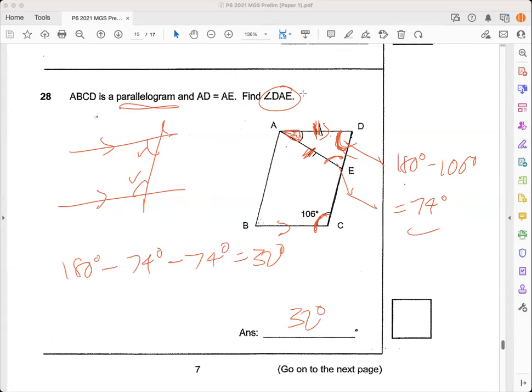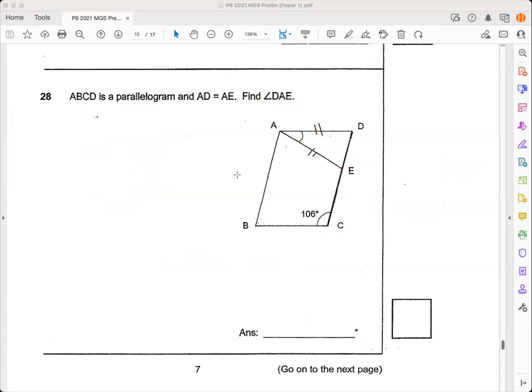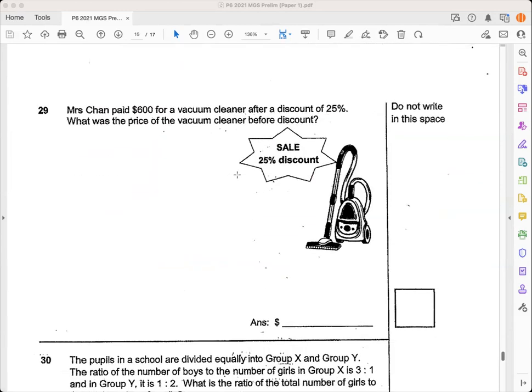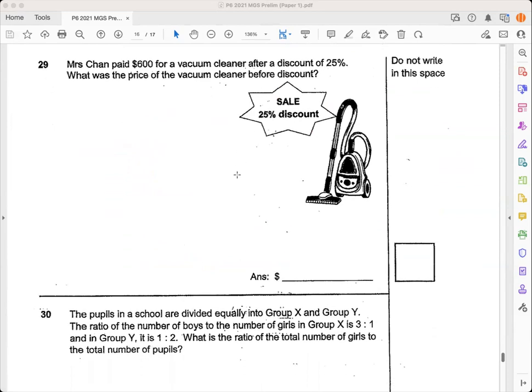Now let's continue with question 29. Mrs. Chan paid $600 for a vacuum cleaner after a discount of 25%. So $600 after discount, which means the discounted price is 75% of the original price. So therefore, 75% is equivalent to $600. The question is, what's the price before discount? So they are interested in 100%, before discount.